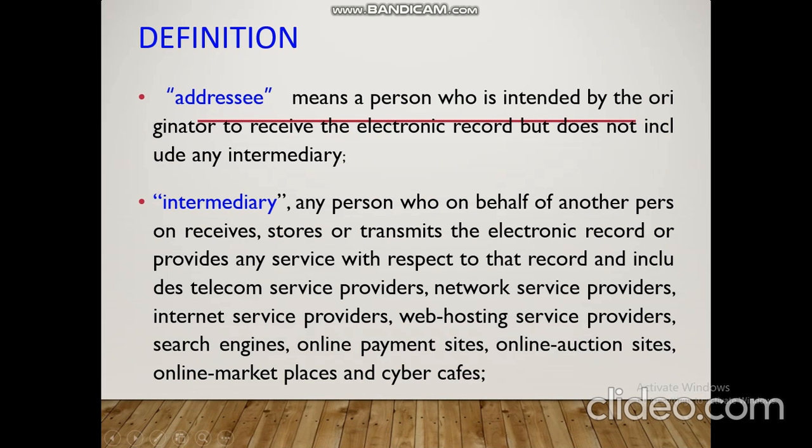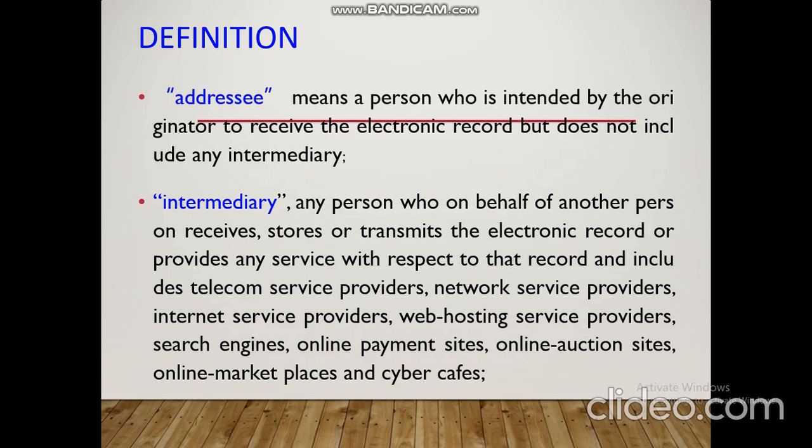So the next definition is addressee. Addressee means a person who is intended by the originator to receive the electronic record but does not include any intermediary. So that means the addressee is the person who is going to receive the particular message or electronic record. The electronic record may be coming from the originator, so the addressee is nothing but the person who is going to receive the message.